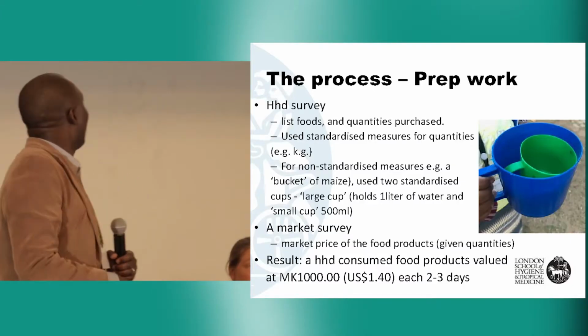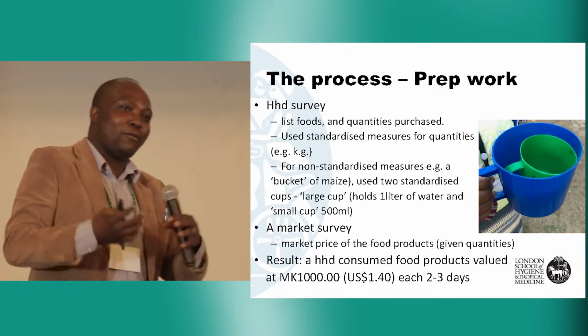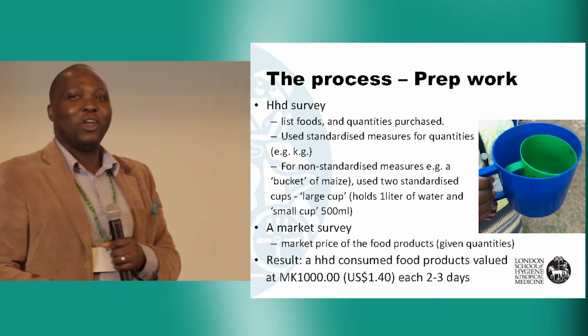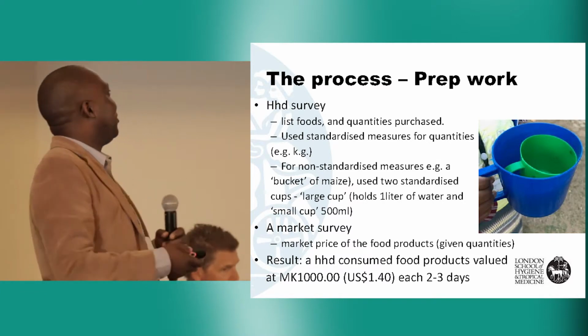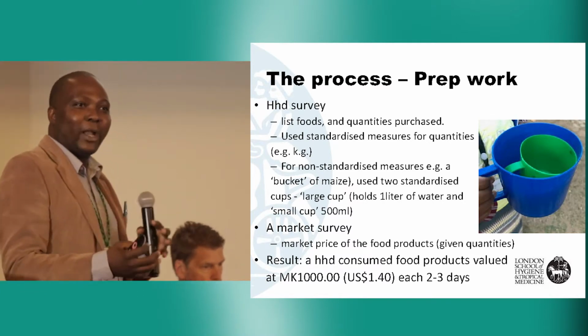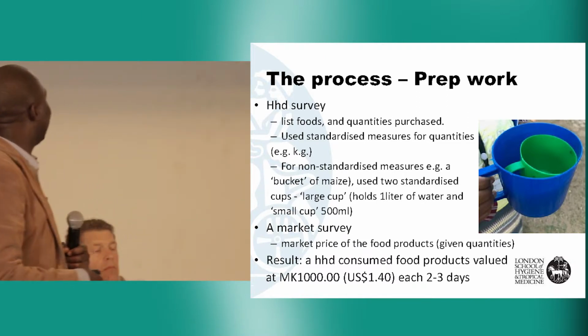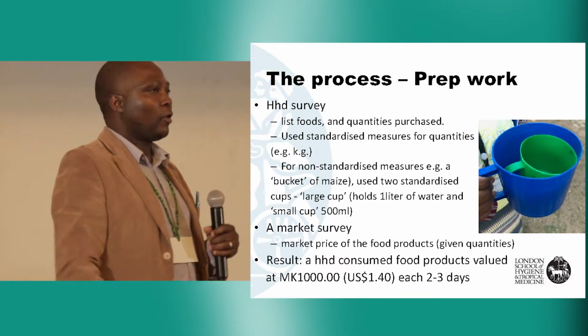So, a little bit of detail on the process. The preparatory work started with the household survey, as I mentioned. Part of the survey was to list the food products that households consumed or purchased in a market in the previous 2 days, and the quantity of such foods. One interesting thing was that if they bought food in a non-standardized quantity, we devised what we called our cup, so that we standardized the measurement. We had a bigger cup which could carry 1 liter of water, and a smaller one of 500 milliliters, and we used these to measure the quantities of food.